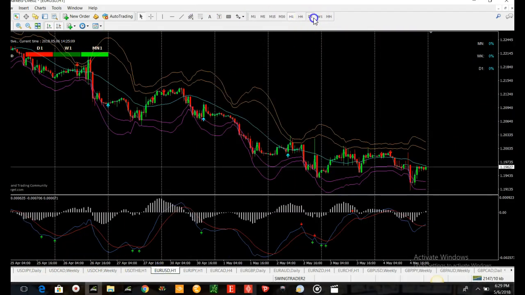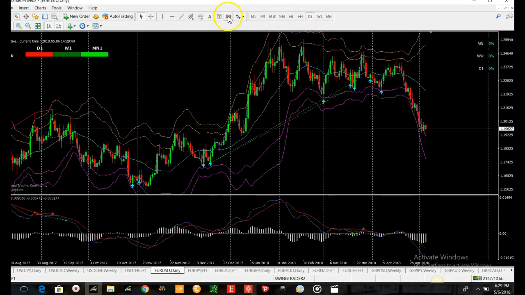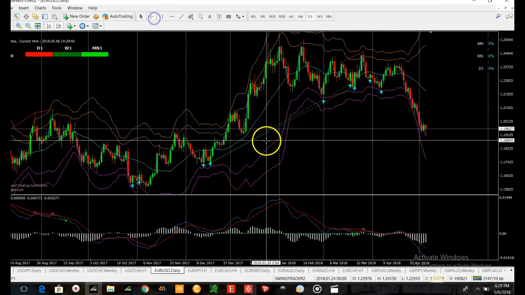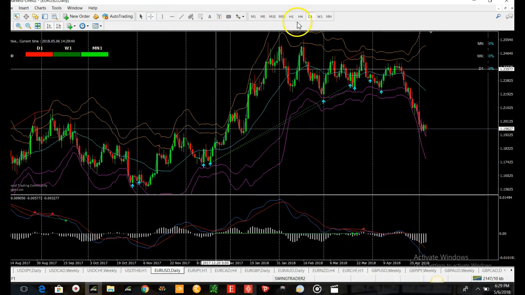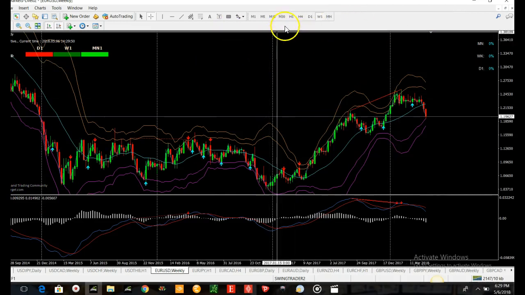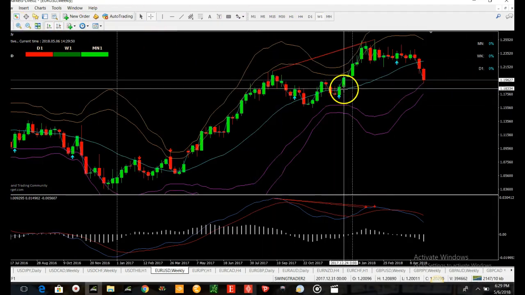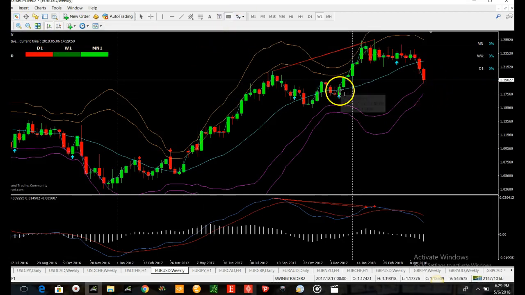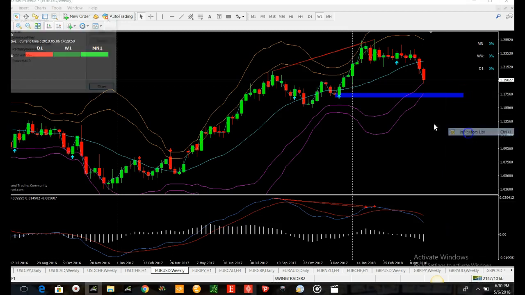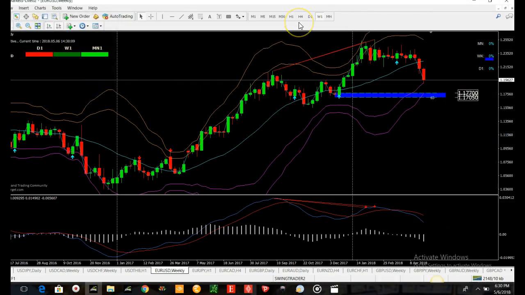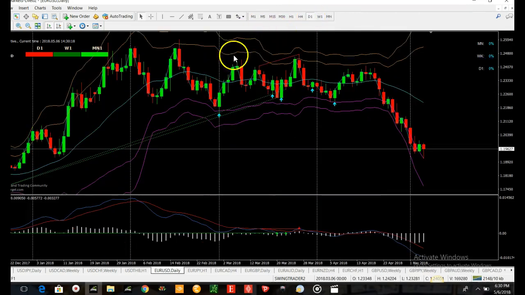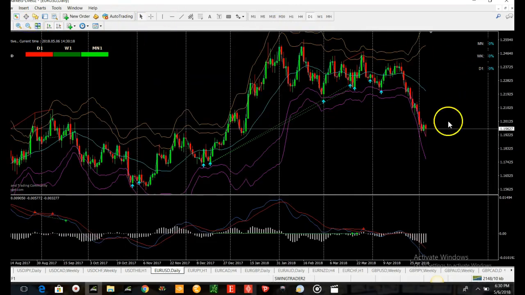Euro USD, similar. We have this daily area. Look at the weekly. So the weekly caused this. Still liking the euro to start moving downwards, Euro USD. But before that happens, a bit of a retracement.